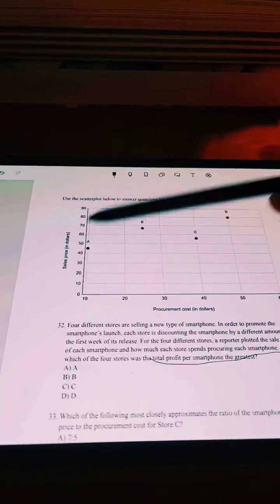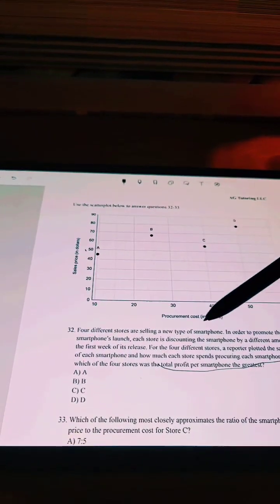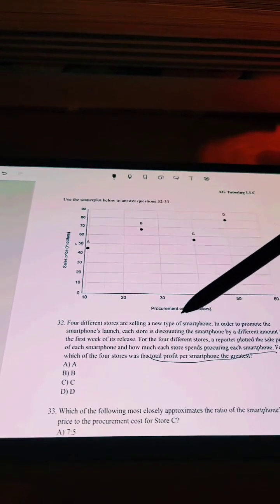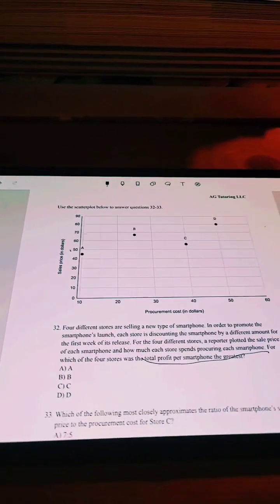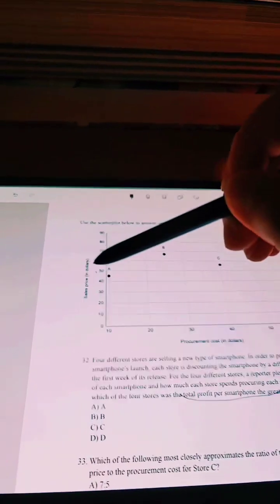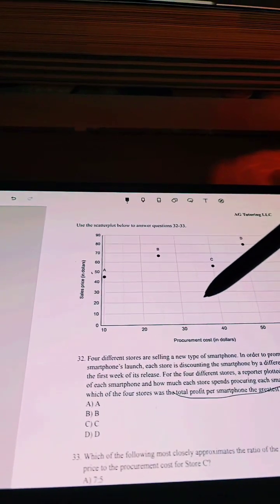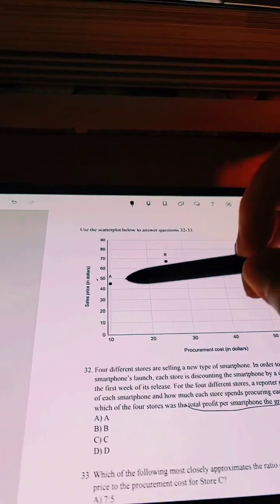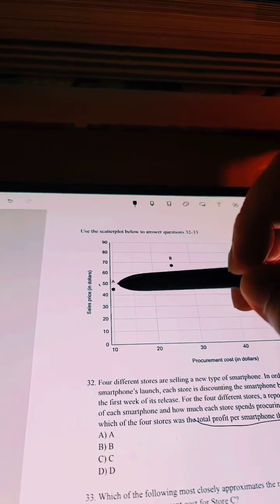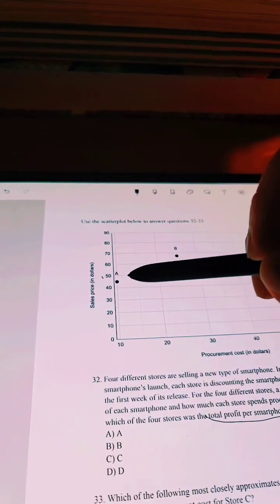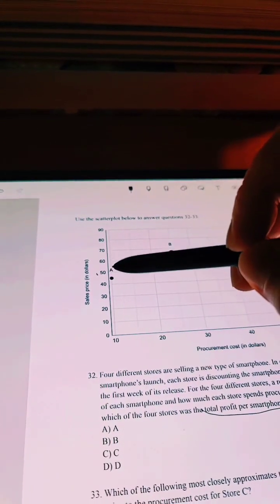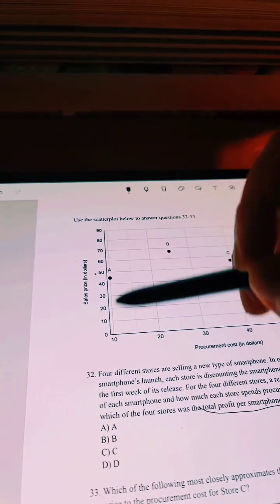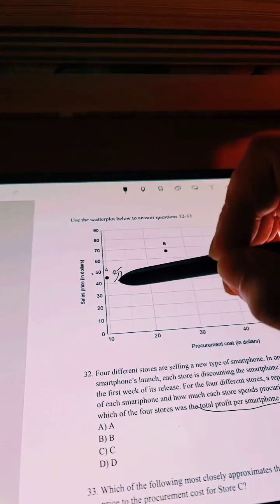Okay, so we would do the sales price, what they're selling it for, minus how much it costs to get it, which would give you the profit. So basically the Y minus the X needs to be the greatest. So let's find the difference between those for each of these. So this is right at the 10. This looks like it's halfway between 50 and 40. So 45 minus 10. So this would be 35 as the profit.